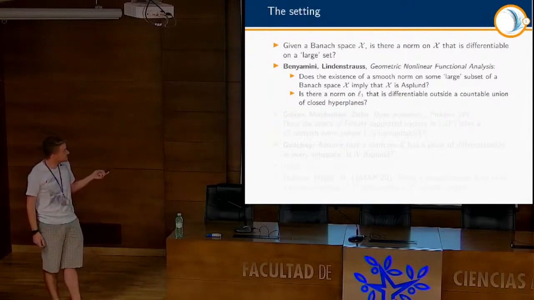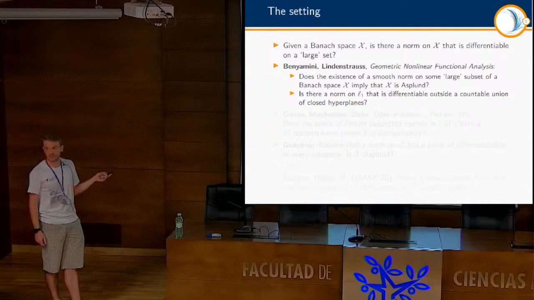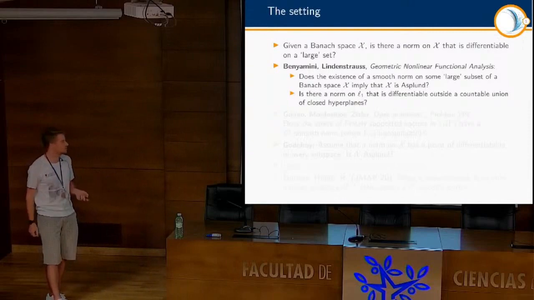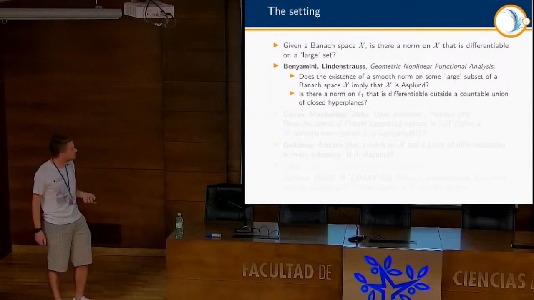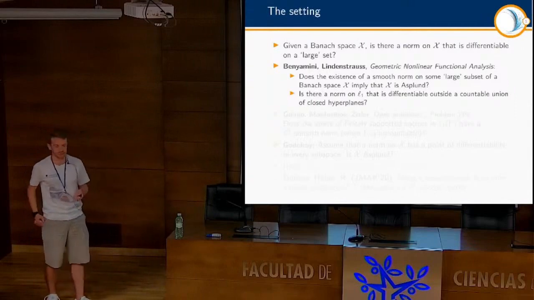And an explicit example that they have is, can you build a norm on L1 which is differentiable outside a countable union of hyperplanes? So you remove a countable union of hyperplanes, and outside there, the norm is differentiable. And to the best of my knowledge, this has been open since the book was published, so 20 years ago.